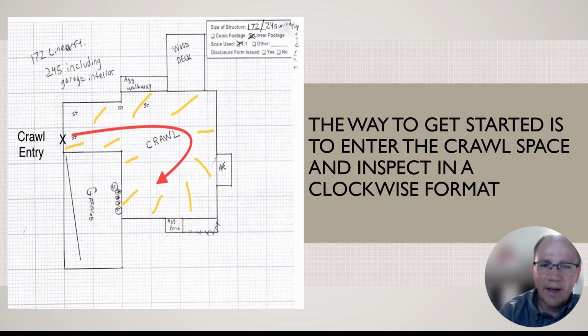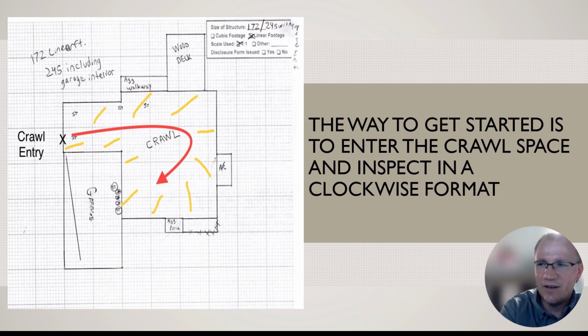So the way to get started on the inspection is to enter the crawl space and inspect in a clockwise format. You can see the little diagram we've drawn here where you actually see the crawl entry door. You're going to go in and you can see yellow marks on this diagram showing where you shine the flashlight to all the walls and take a look at everything. Always do it in a clockwise format to make sure you shine all walls. Now I do understand there can almost be like separate rooms and things inside of a crawl space.